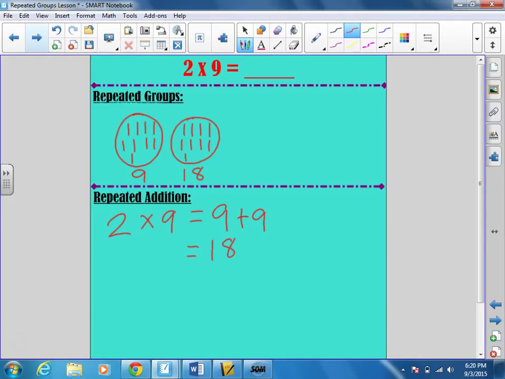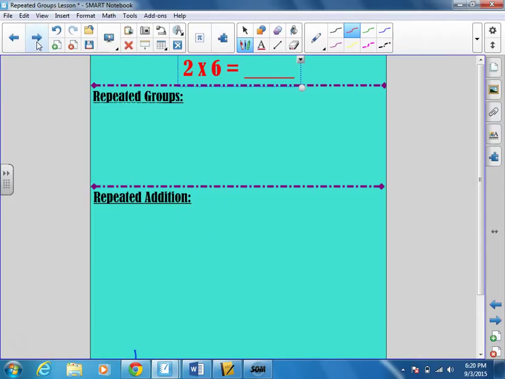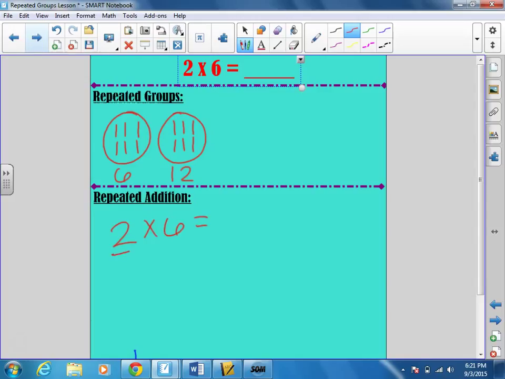Let's try another example. This time we have 2 times 6. Again, our first factor gives us the amount of groups. Second factor tells us how many to put inside each group. We simply count 6, 7, 8, 9, 10, 11, 12. And we're done with our repeated groups. We do the same thing with repeated addition. Our first factor tells us how many times we're going to add our second factor. We're going to add 6 2 times, which equals 12.